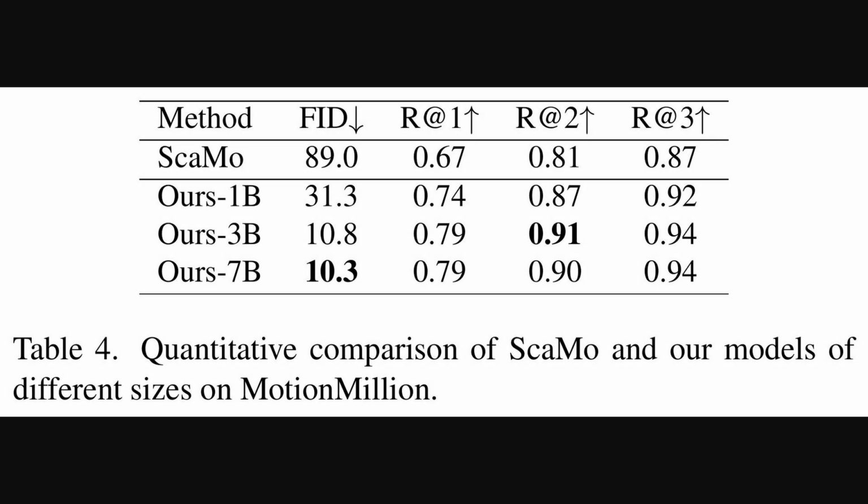Okay, so that's the architecture, but how does it actually perform? This table gives us the hard numbers, comparing their 1, 3, and 7 billion parameter models against a baseline called SCAMO. We're looking at two key metrics here. First is FID, or Fréchet Inception Distance, which measures motion realism, and for this, lower is better. The second is R precision, which checks how well the motion matches the text. And here, higher is better. The results are pretty dramatic. Their models significantly outperform SCAMO, with the FID score dropping from 89 down to about 10.